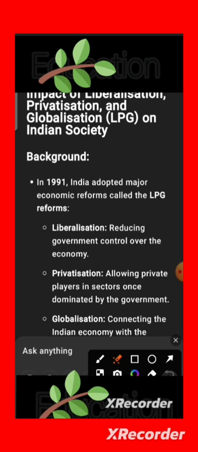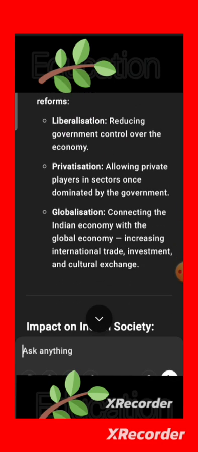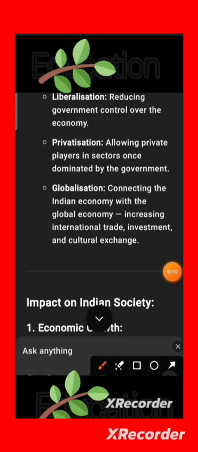Background: in 1991, India adopted major economic reforms called LPG reforms, reducing government control over the economy. Privatization: allowing private players in sectors once dominated by the government. Globalization: connecting the Indian economy with the global economy, increasing international trade, investment, and cultural exchange.